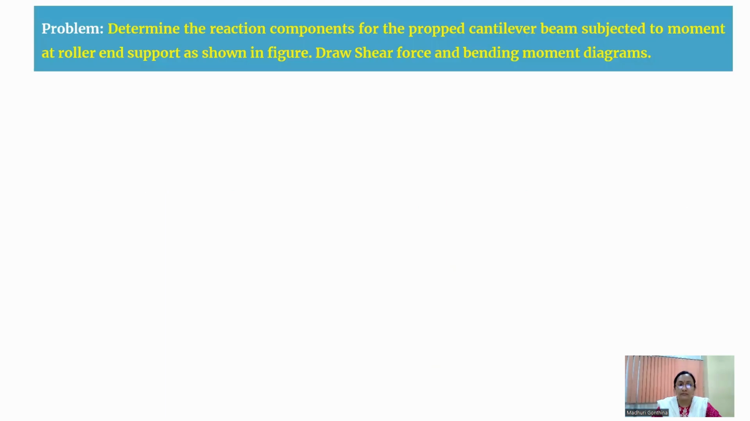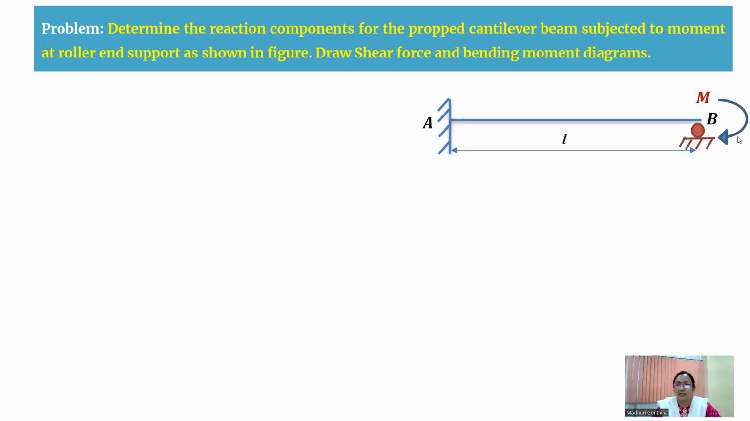Coming to the question, here you are going to determine the reaction components for the proper cantilever beam that is subjected to the moment at roller end support as shown in figure, and draw shear force and bending moment diagrams. So this is a proper cantilever beam AB and it is having a span of length L, and at the roller support we are having a moment that is acting.